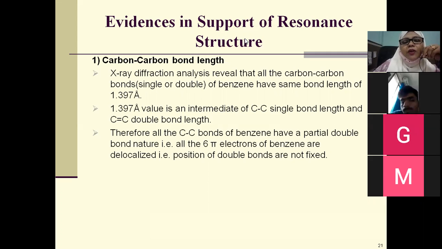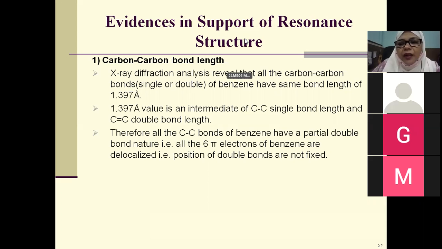So all the 6 pi electrons of benzene are delocalized, that is, their position is not fixed. This is to show that benzene shows resonance structures. Okay.